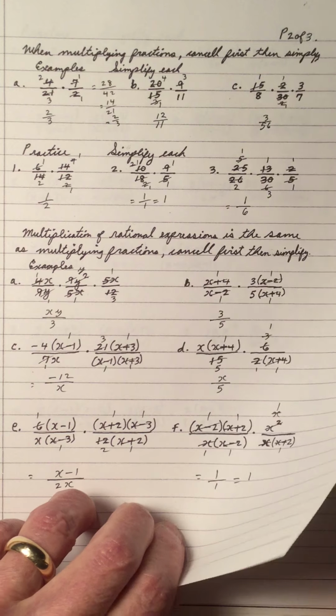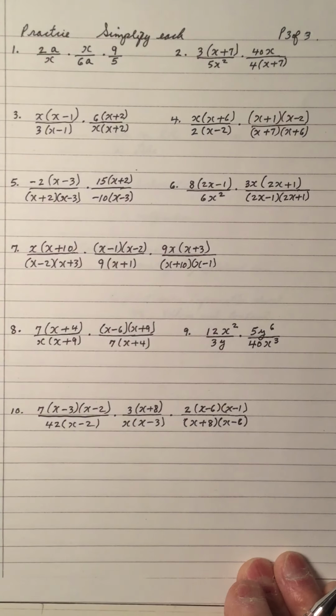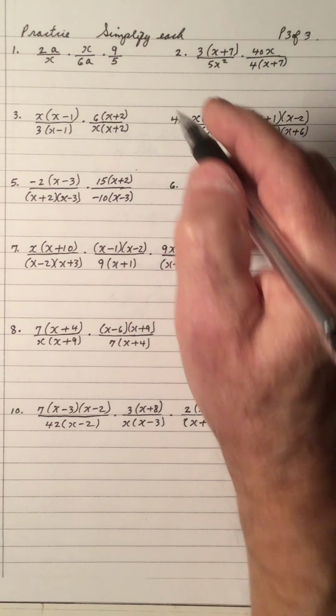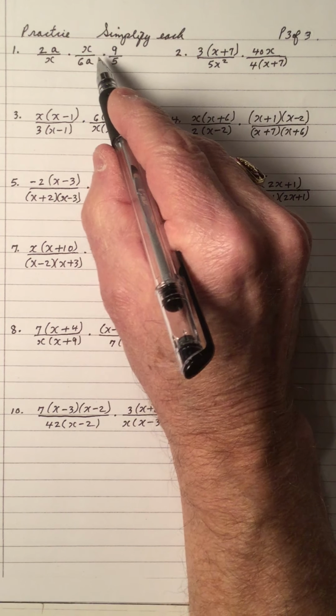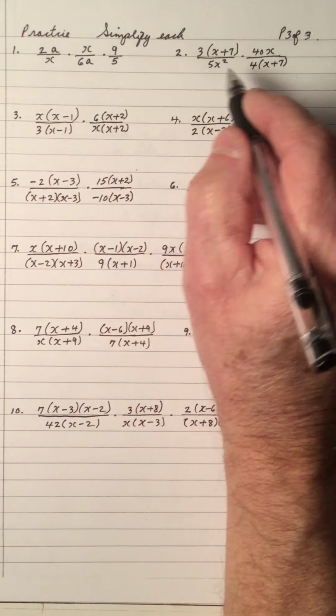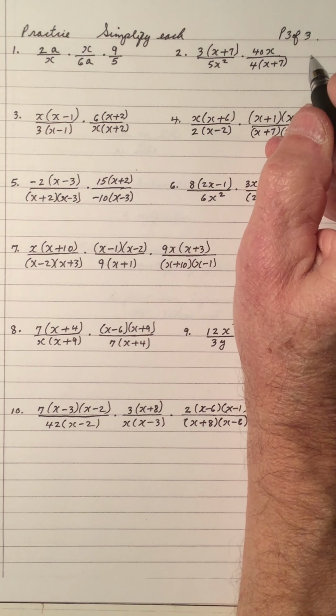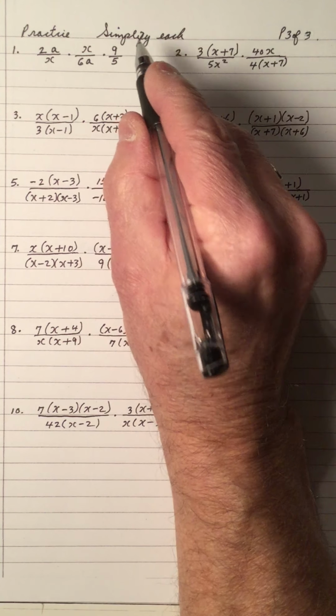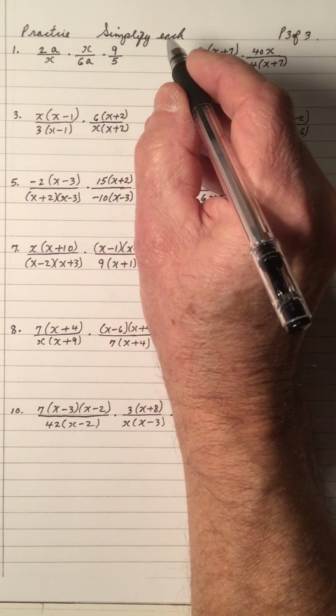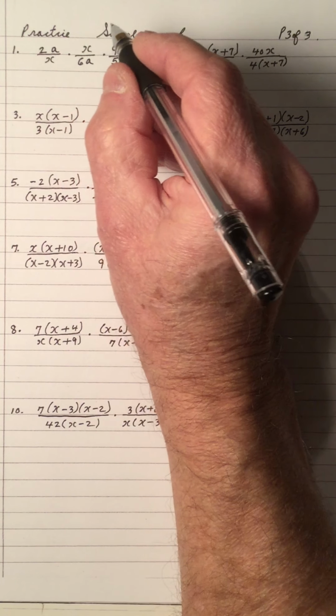And notice when you're multiplying fractions, you cancel anywhere from top to bottom, provided you're multiplying. And practice means pause the video and work each of these out one at a time to see if you're right. Simplify each. So we're multiplying, so we cancel anywhere from top to bottom.